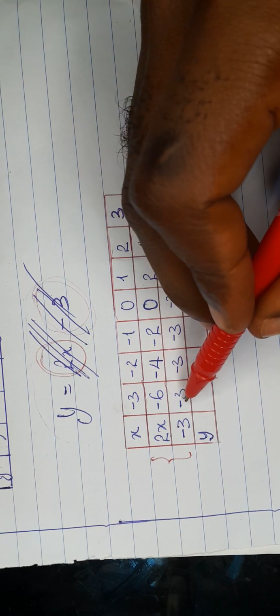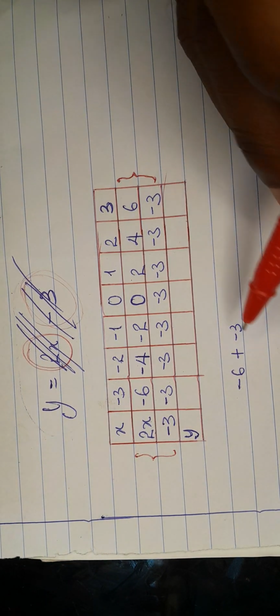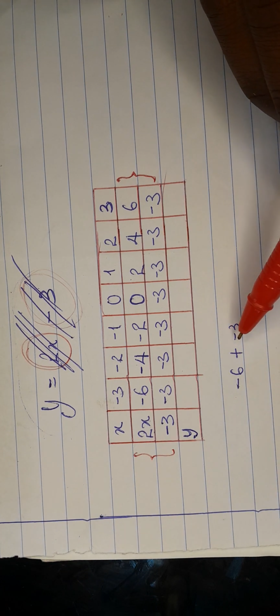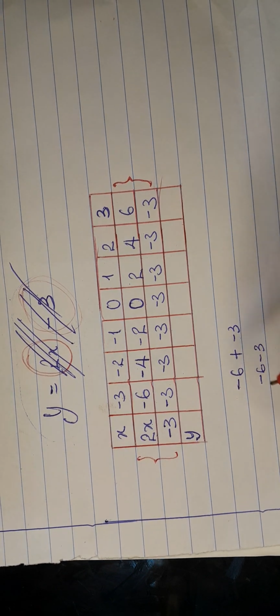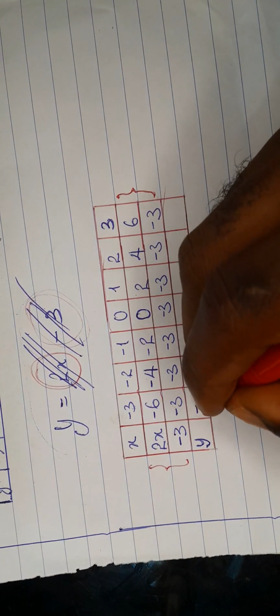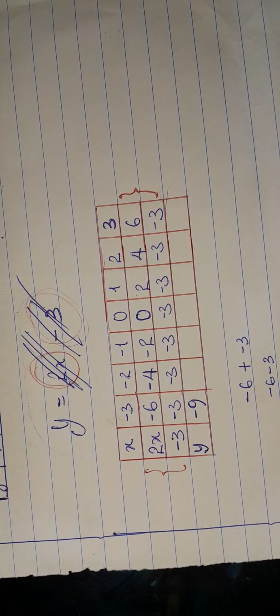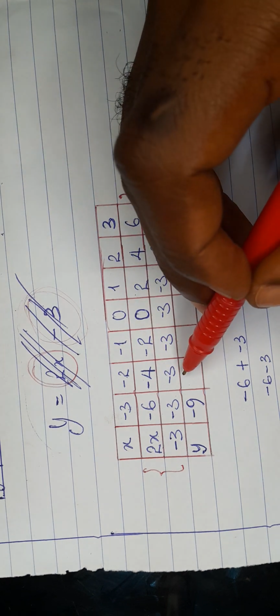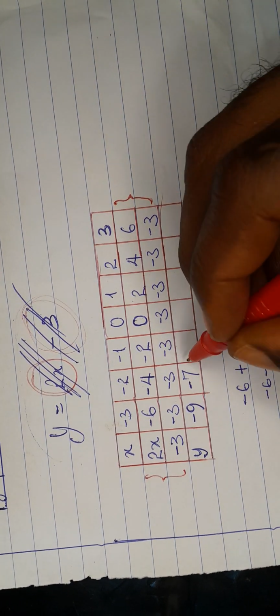Okay. Negative 6 plus negative 3. This is what I'm talking about. Negative 6 plus negative 3. Positive times negative is negative. So that's negative 6, negative 3. Alright, so that is minus 6 minus 3, which gives us minus 9. Whatever sign you see there, just operate with it. So this negative 4, negative 3 is negative 7. Minus 2 minus 3 is minus 5.